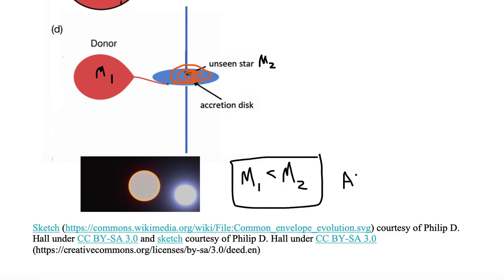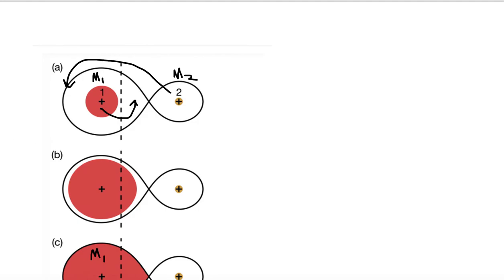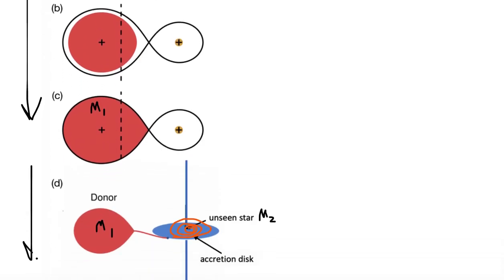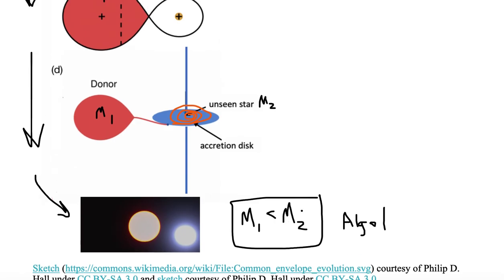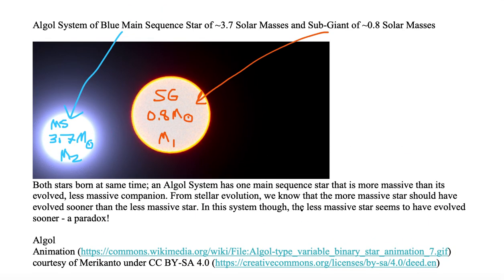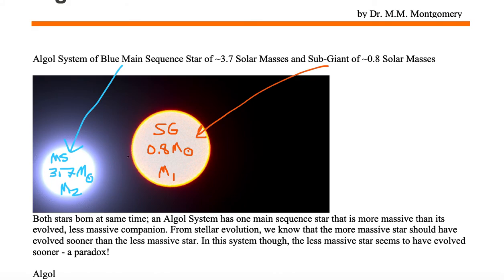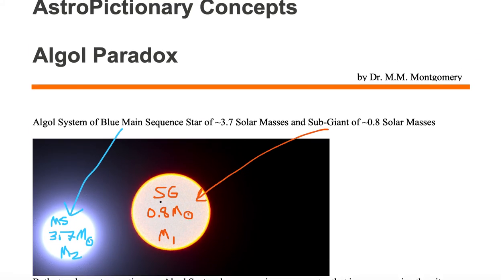How we resolve the Algol system and this Algol paradox is by allowing for this sequence of evolution to occur in this close binary system. So we end up with a case where M1 is less than M2. Hence the reason why I labeled the orange subgiant star M1 and the blue star M2.